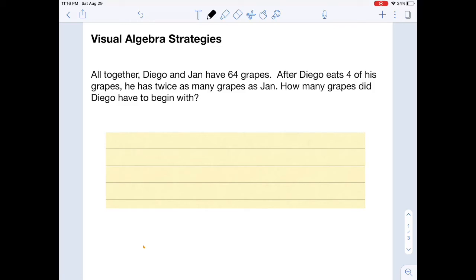This video is about using visual strategies to solve word problems. We'll be using strip diagrams and then relating them to traditional algebra. So let's look at our problem.